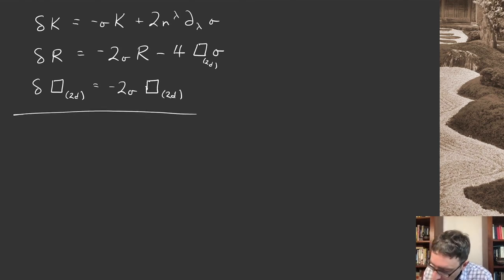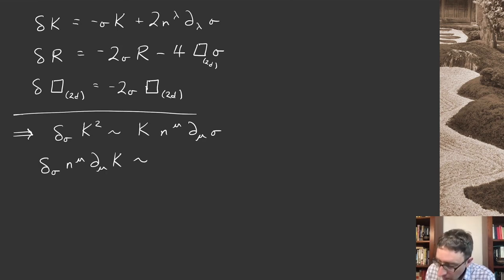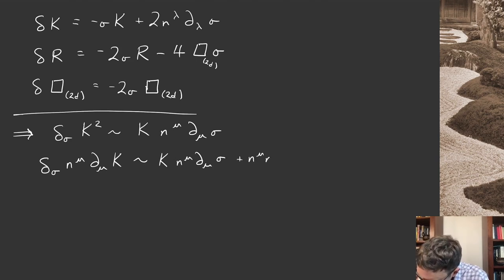And then from this, we can find the following transformation rules for these words that we had in the potential anomaly action. So we're going to see now that delta sigma of K squared, and I don't really care about constants here, let's just sort of see the general structure. So this is going to give me a K and then a n mu d mu sigma, just based on what we had on the top line there. And from the previous page, if we vary something with a normal derivative acting on K, then I think I get the same thing back after commuting some derivatives through the normal vectors, and we also get a second normal derivative.